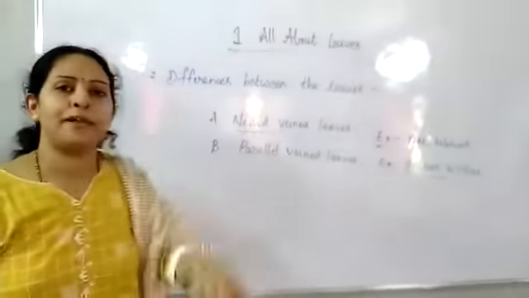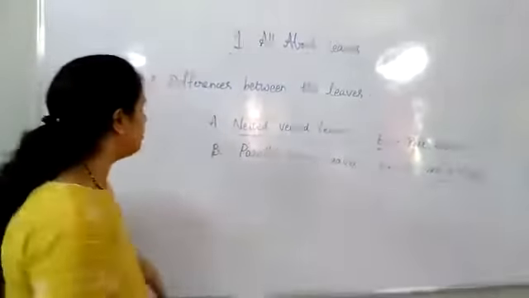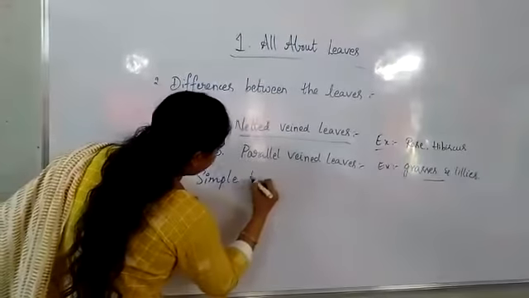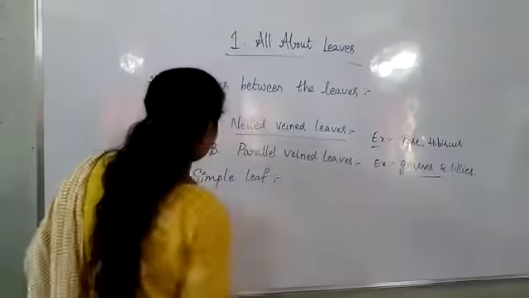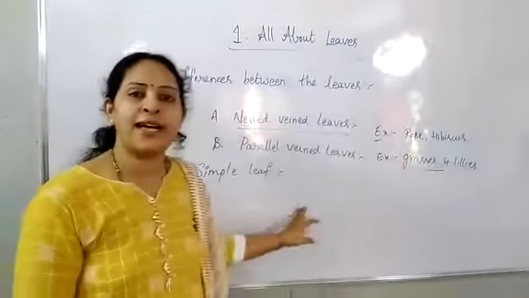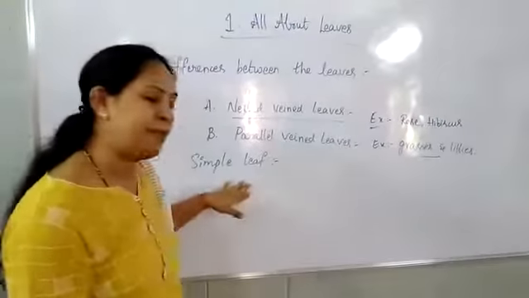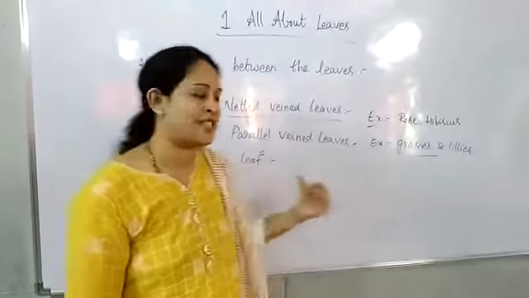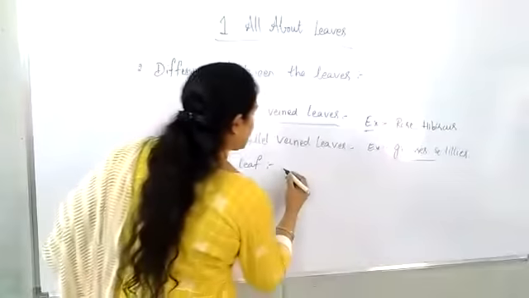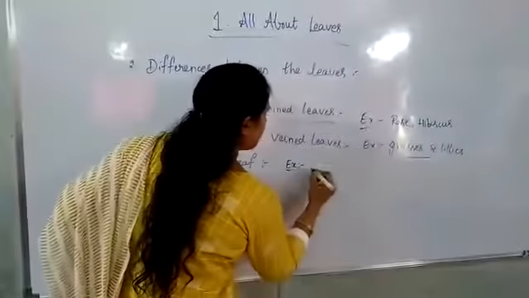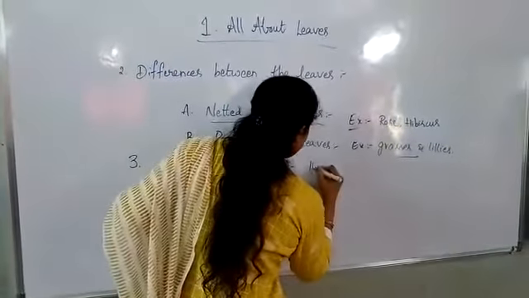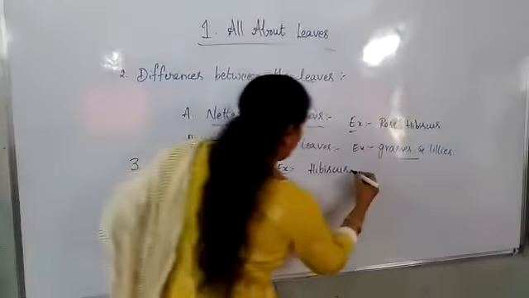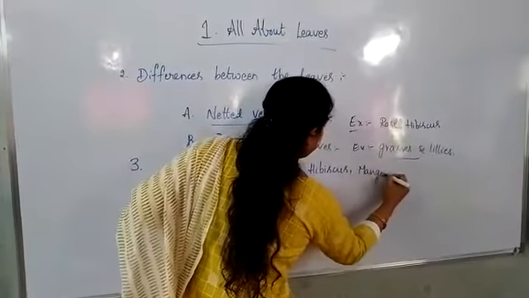And our third topic is simple and compound leaves. What is a simple leaf? Generally, a leaf has a leaf blade. In this type of simple leaf, a leaf has only one leaf blade. This is called a simple leaf. Example, hibiscus and mango. You can observe.